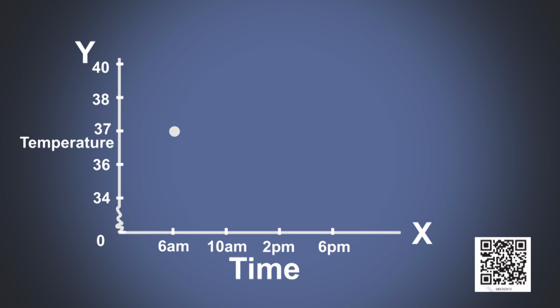Then we will mark the next point at a height of 40 units vertically above 10 am. Next, we will mark the third point at a height of 38 units vertically above 2 pm. And the last point is marked at a height of 35 units vertically above 6 pm. Then connect the points with line segments. This jagged line along the y-axis represents that the y-axis doesn't start from 0. Such graphs are called line graphs.